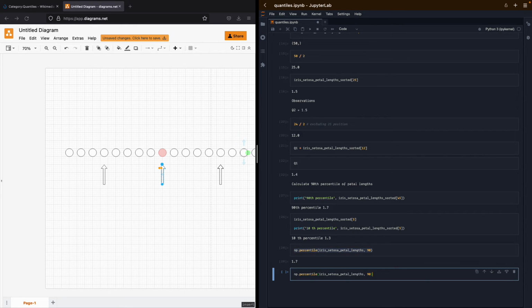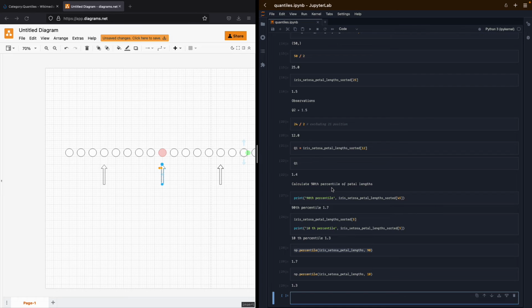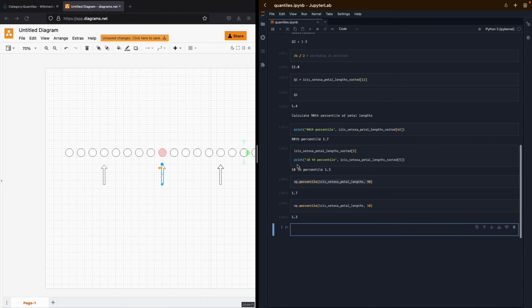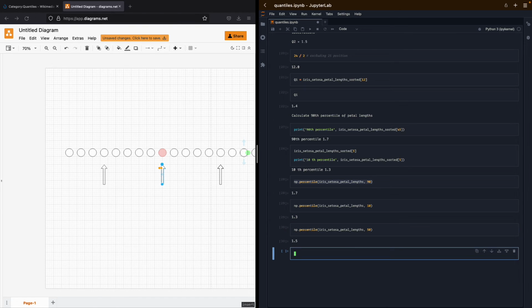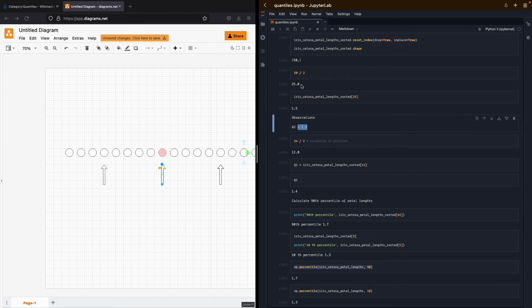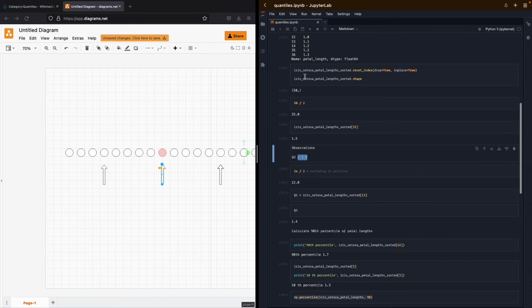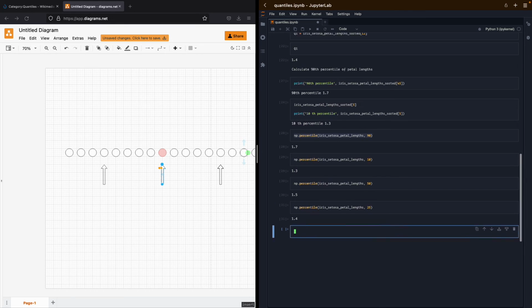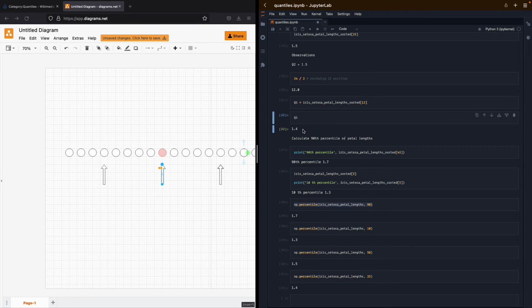Let's check our 10th percentile: 1.3. That is also correct. And let's check our Q2. What is going to be Q2 in our percentile? Obviously 50%, and this is 1.5, and this is also correct. And for Q1, let's calculate it as well. It is going to be 25, and 1.4. Q1 is 1.4.